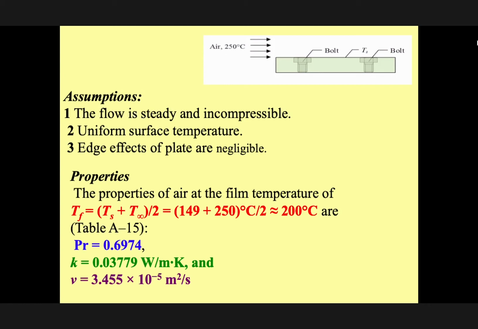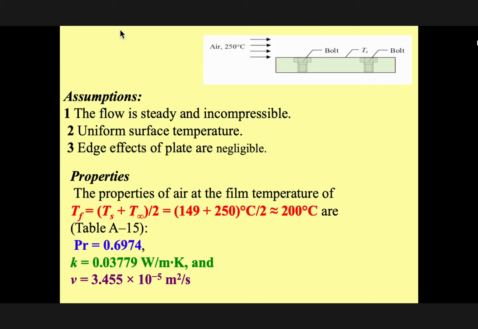But sir, for the calculation of the Nusselt number, do you use the conductivity of the bolt, or? No, sir. In the Nusselt number, the conductivity is the conductivity of the air. Oh, yeah, okay. Right? Very good, sir.